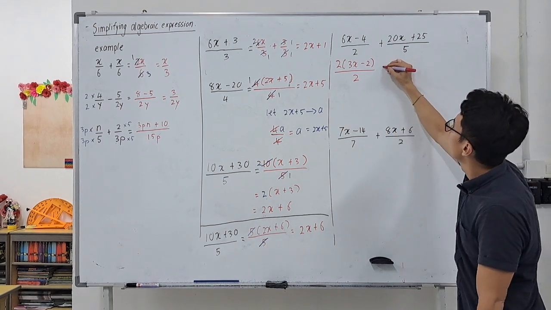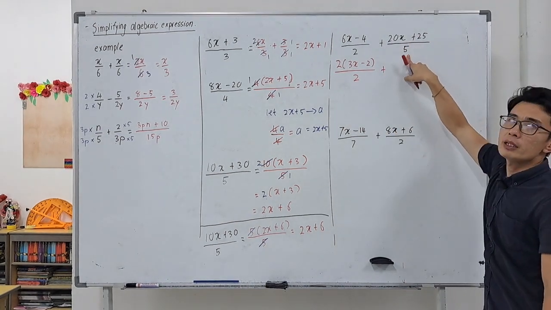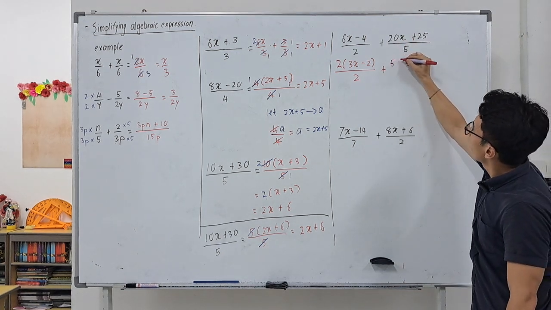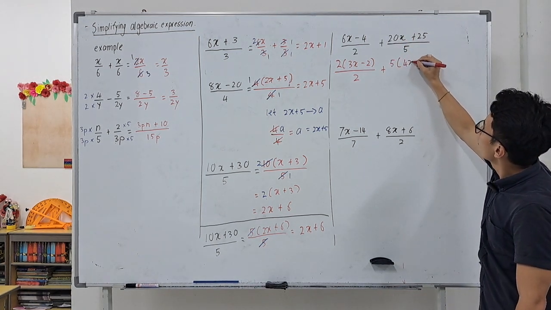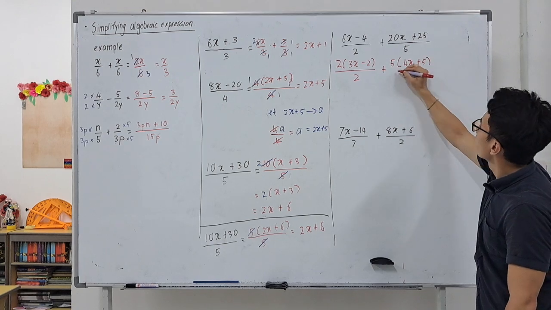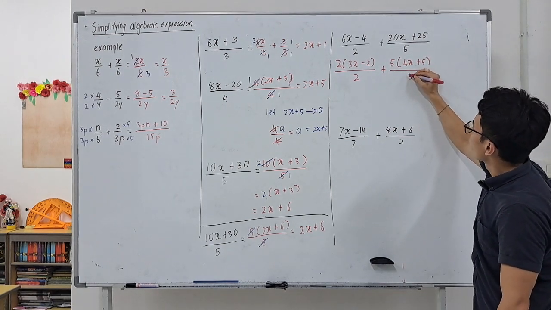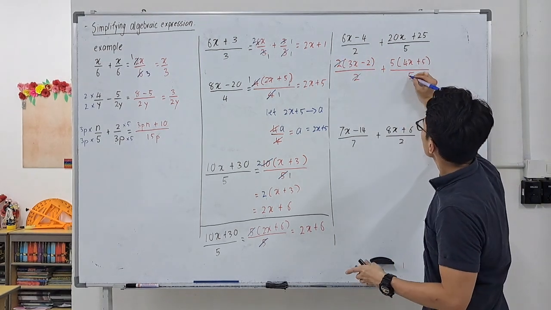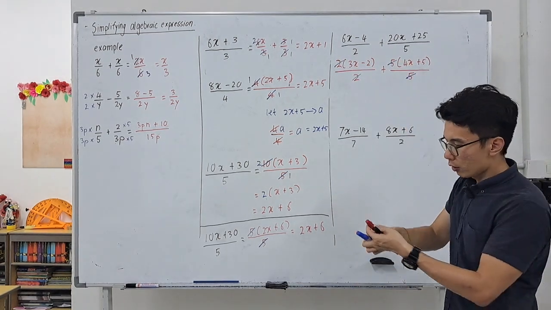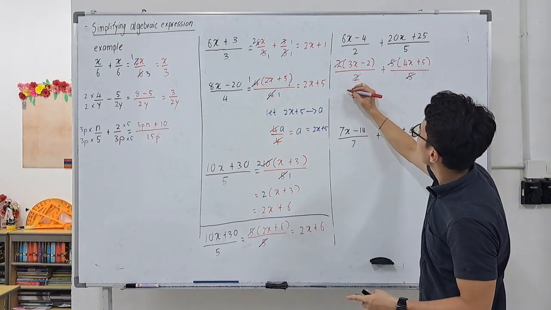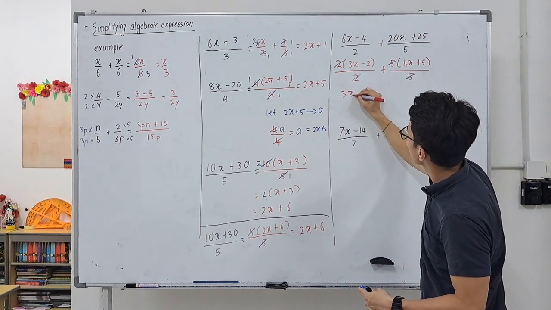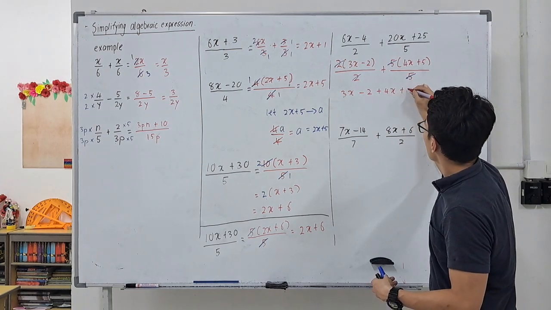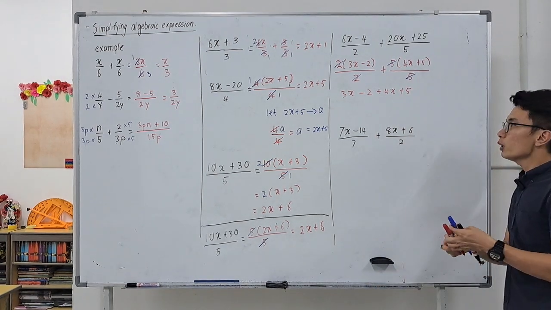Let's write that down first. Plus, my denominator is 5, so can I take out 5? Seems I can. So if I take out 5, what's going to be left? 4x plus 5, everything is going to be over 5. And just nice, we can cancel this out. And what's left in my expression over here, that's going to be 3x minus 2 plus 4x plus 5.